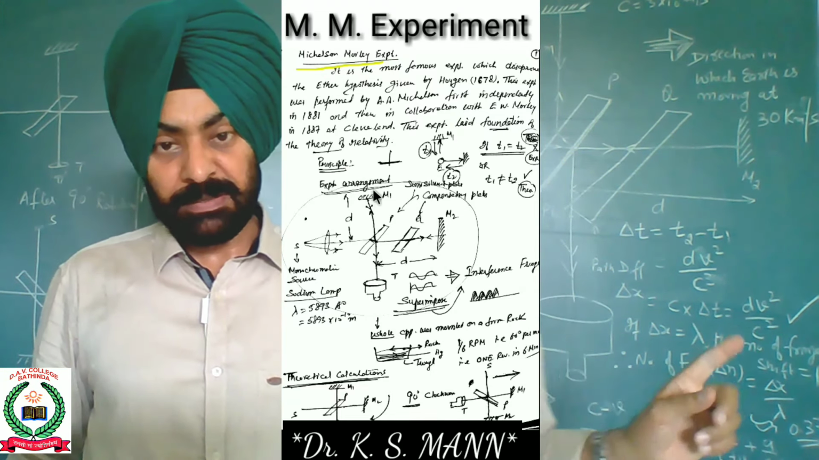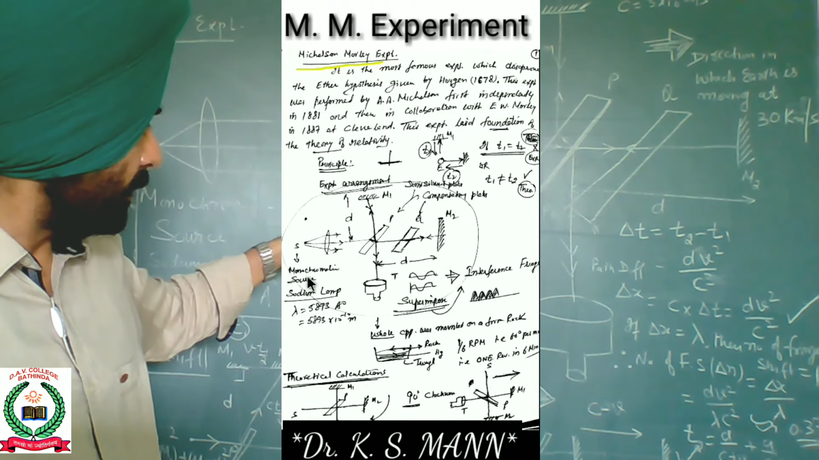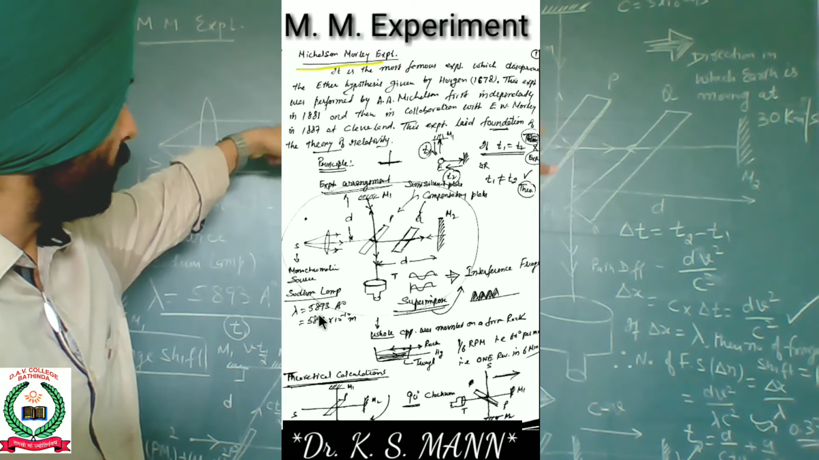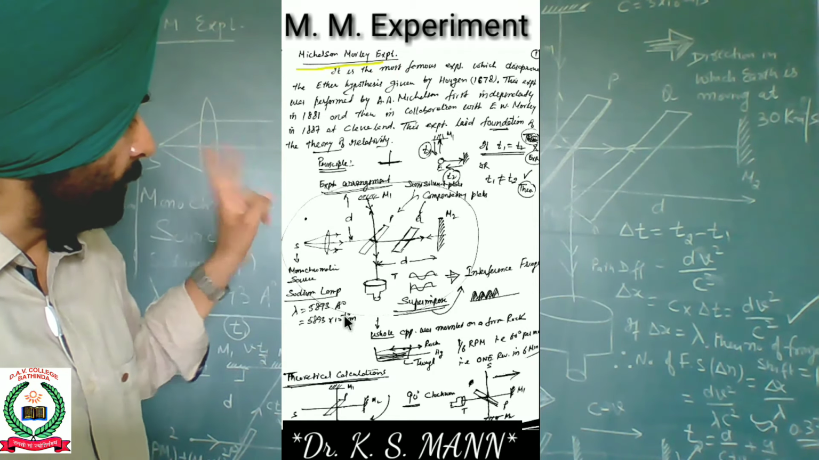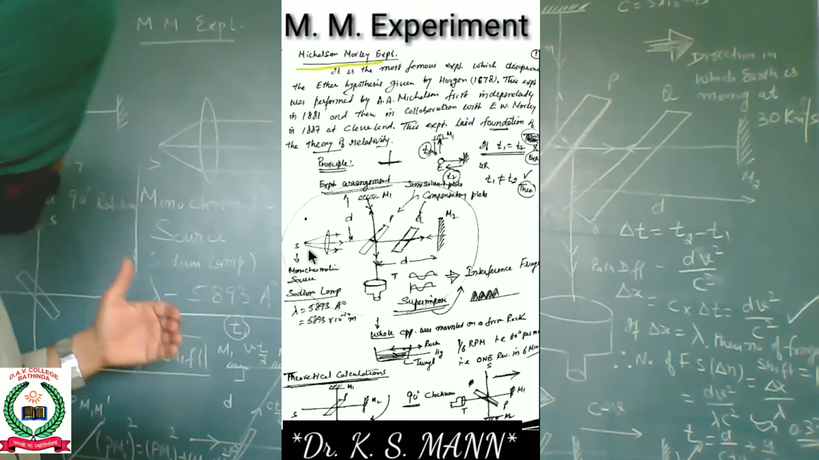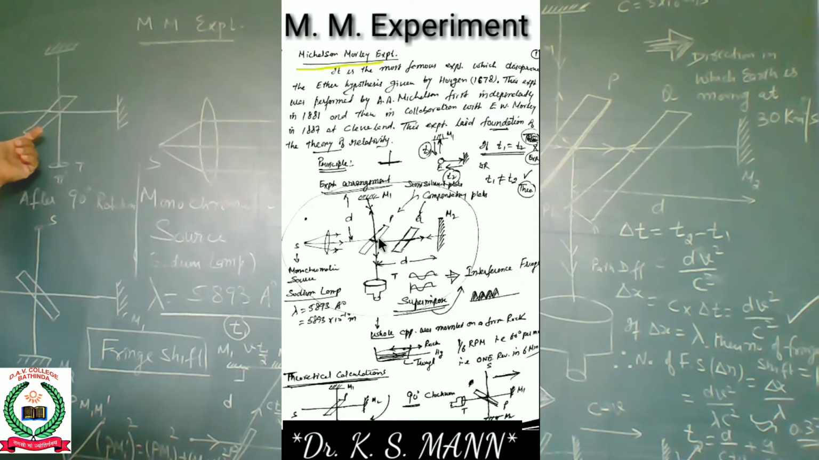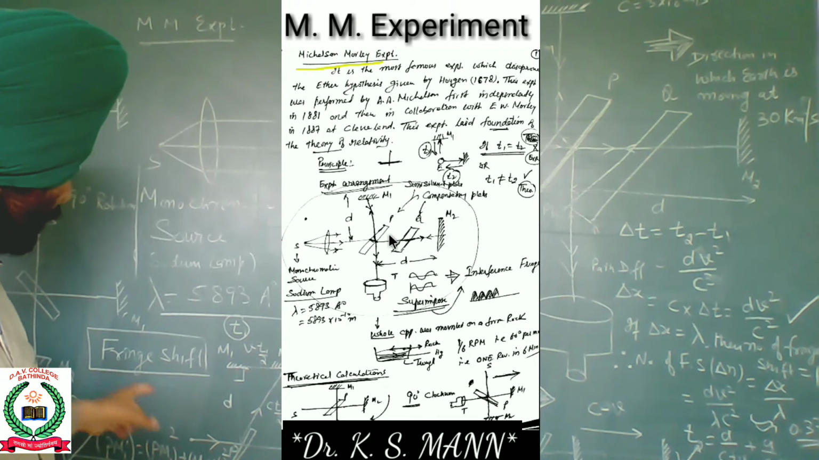Now the experimental arrangement. They used a monochromatic point source of light, a sodium lamp. Its average wavelength is 5893 angstrom. It is converted into a parallel beam using a convex lens, and it falls on a semi-silvered plate, from which the light is divided into two rays. One is the reflected ray, approximately 50%. So this is a semi-silvered glass plate.